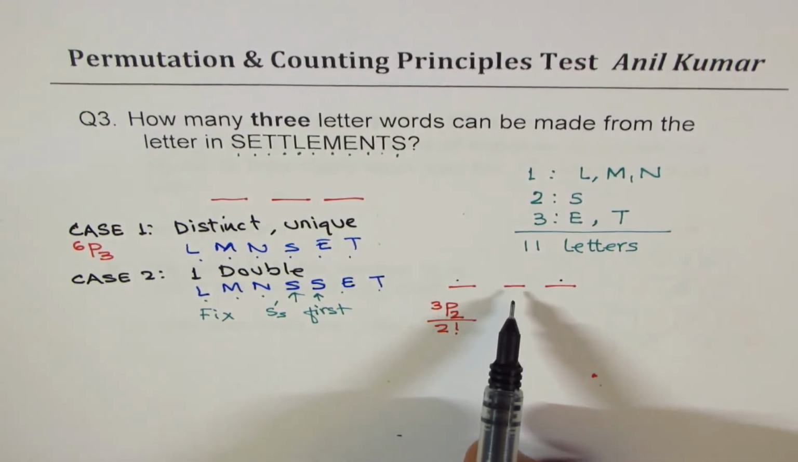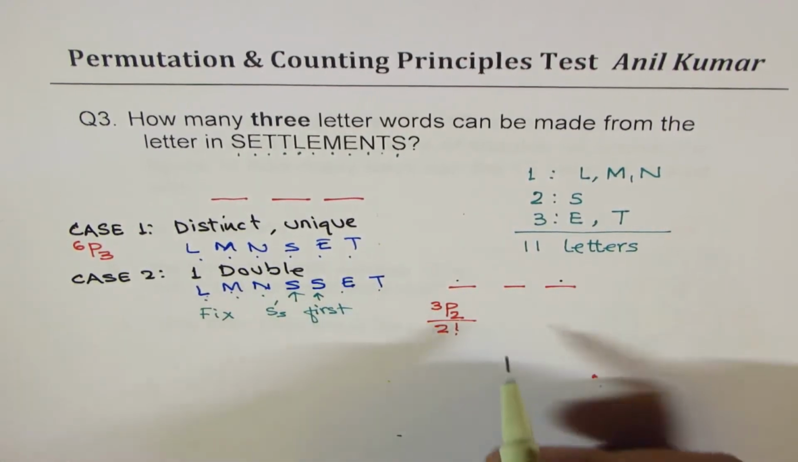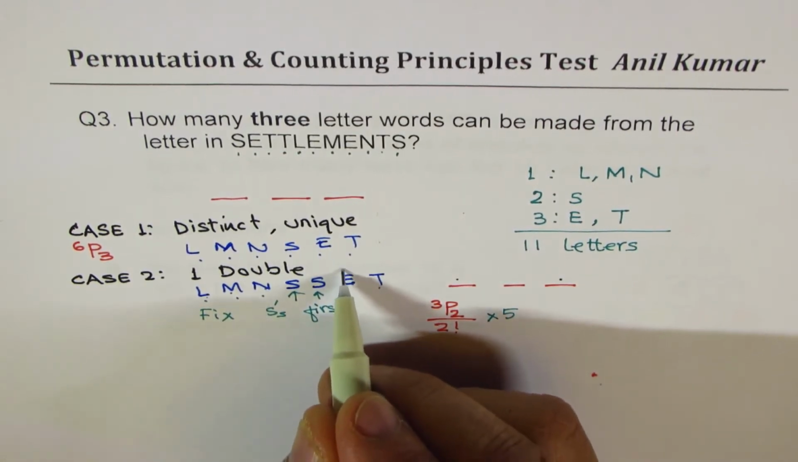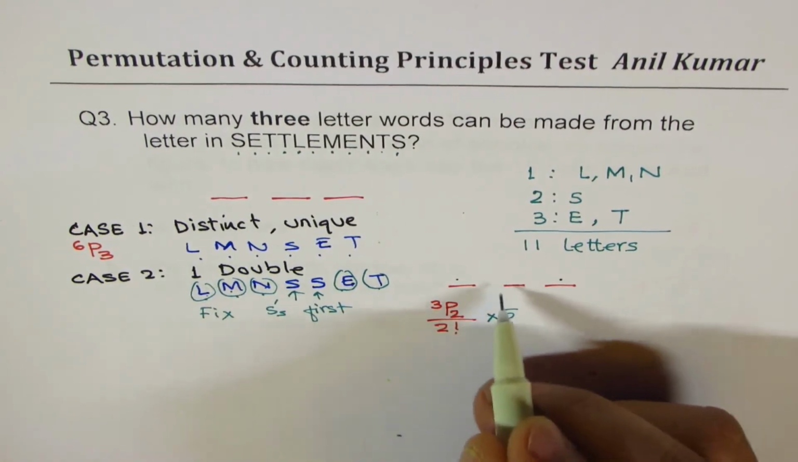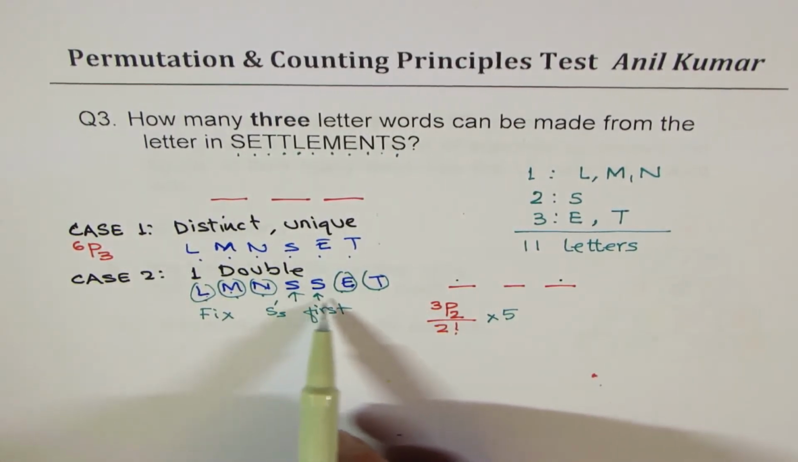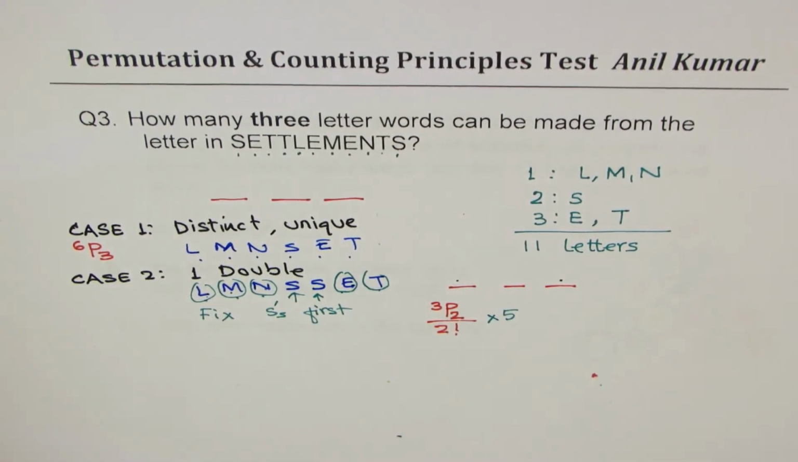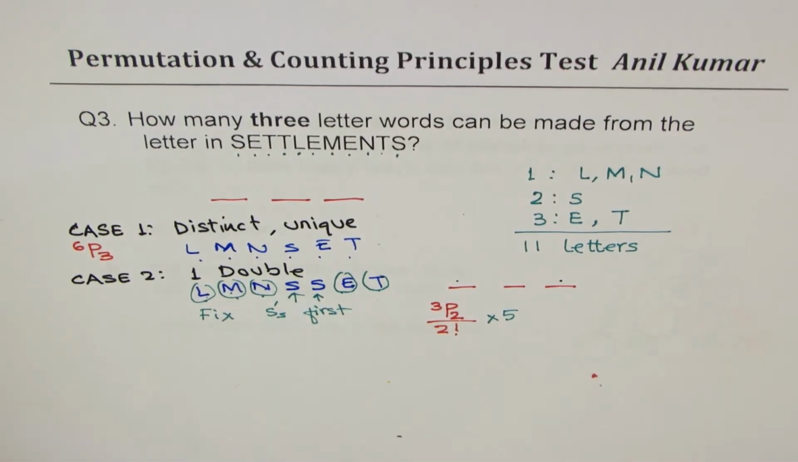How many can go in that position? In this vacant position, we have 5 letters, so we'll multiply this by 5. Any one of these could fill in the remaining position. So for all the permutations of these 2 S's, we have 5 other things to be placed. Does it make sense to you? So we'll get this number with 2 S's.